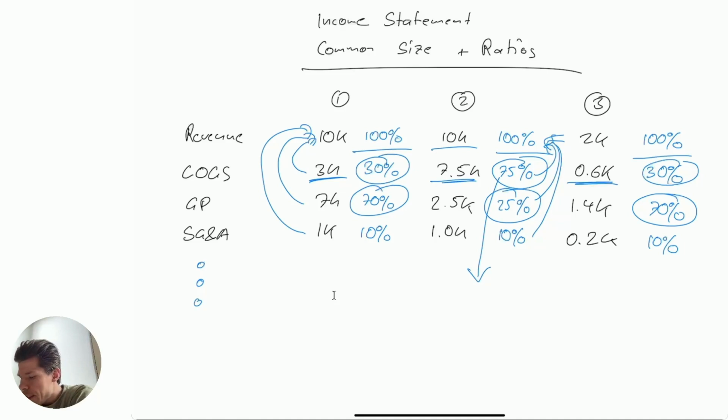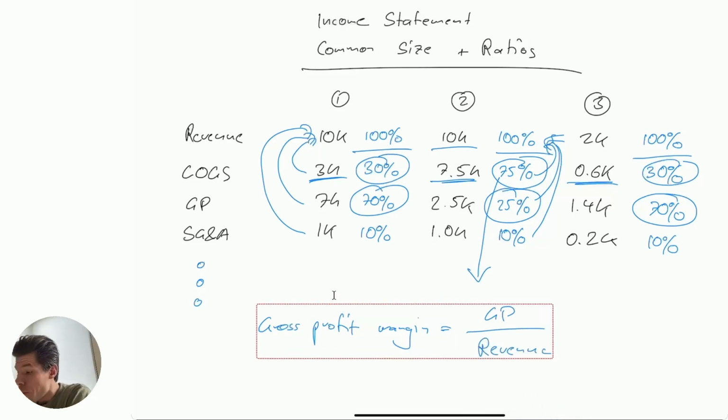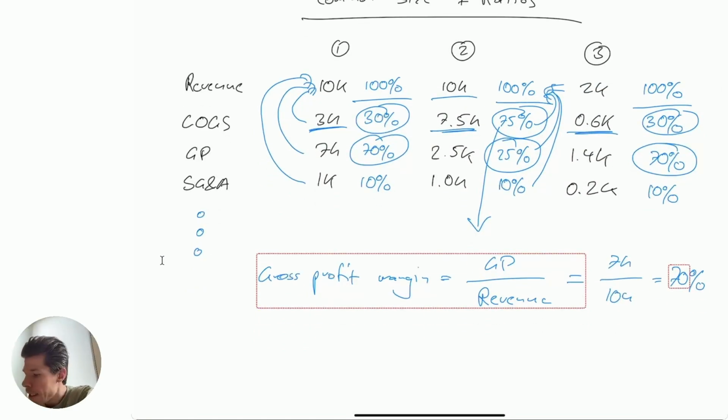And what you also noticed is there are a few ratios that we use many times to get a better understanding. The first one is gross profit margin, which is gross profit over revenue, which is exactly what we have already done. So common size is actually a way of using ratios for every single line item. So here, 7K over 10K equals 70%. So the gross profit margin for company 1 is 70%.